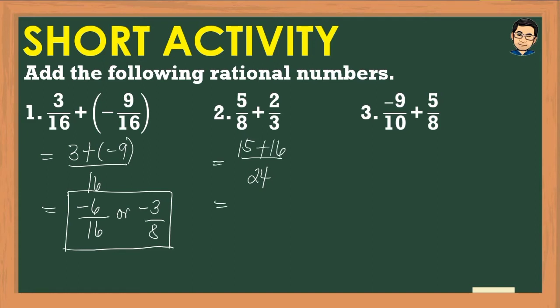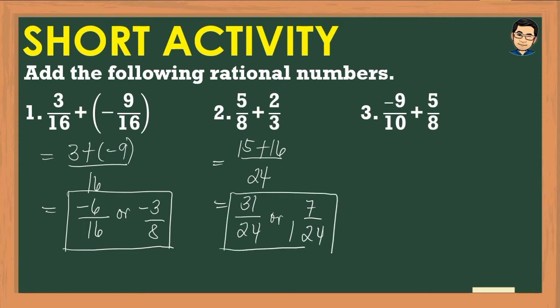Now, 15 plus 16 is 31 over 24. As you can see, it is an improper fraction. In an improper fraction, the number in the numerator is greater than the denominator. So we change this into a mixed number. 31 divided by 24 is 1, with a remainder of 7 over 24. So this will be our final answer.